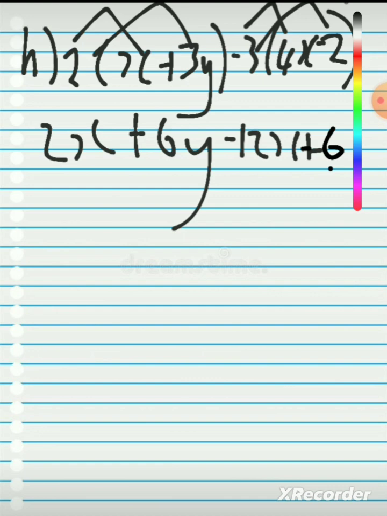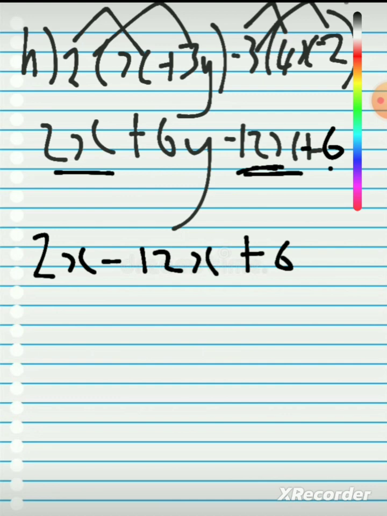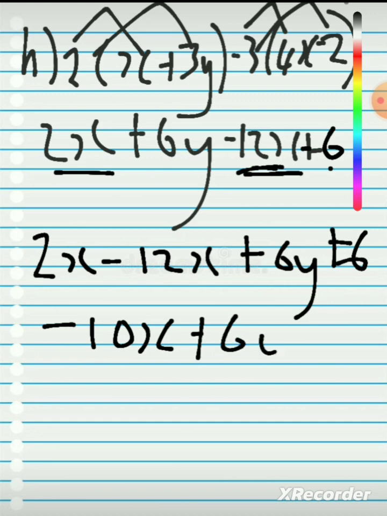Okay. Like terms together, this and this are like terms. So 2x minus 12x. Then 6y is alone and 6 is alone. 2x minus 12x is negative 10x plus 6y plus 6. Is it 2x negative 12x? Yes, that's correct.